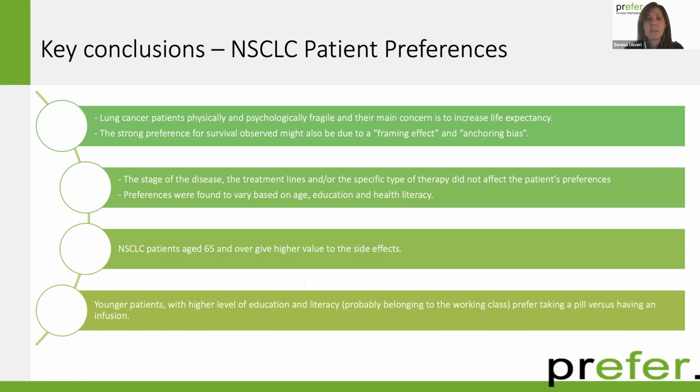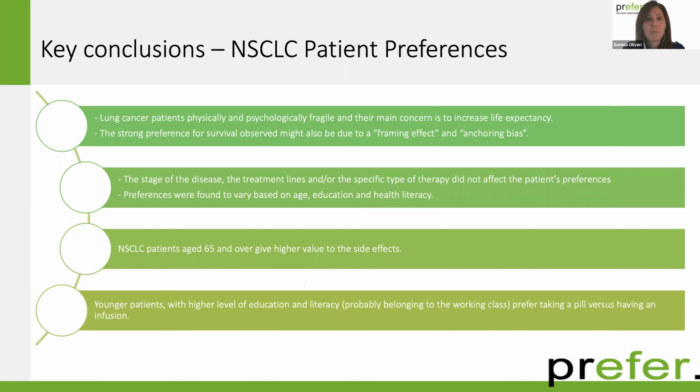Younger patients instead, and patients with a higher level of literacy and education, had a different preference related to the mode of administration. They preferred to take a pill versus having an infusion compared to the rest of the participants. This may be interpretable in terms of the fact that younger patients belong to the working class, and going to a hospital for 24 hours of infusion takes time from family and work and many other activities.